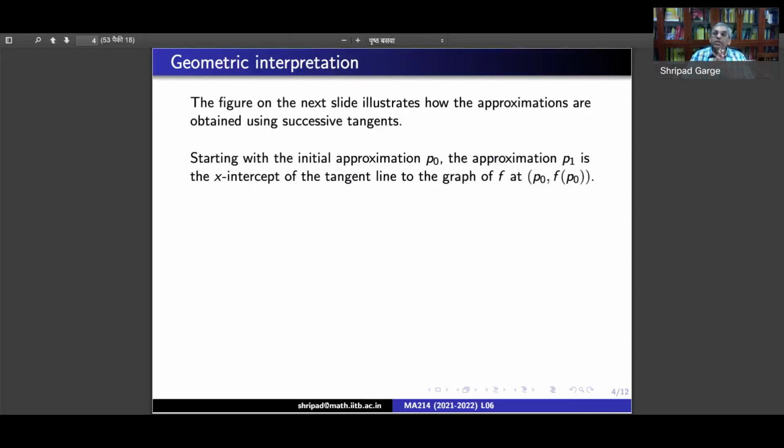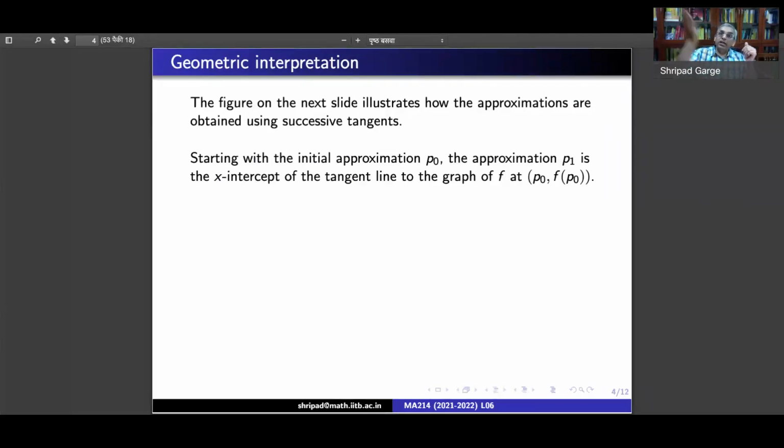What happens is that whenever you start with the initial approximation p naught, we look at the point p naught, f p naught, which is on the graph of the function. It's the point in R2 on the graph whose x coordinate is p naught and y coordinate is f p naught. Then you take the tangent at that point.